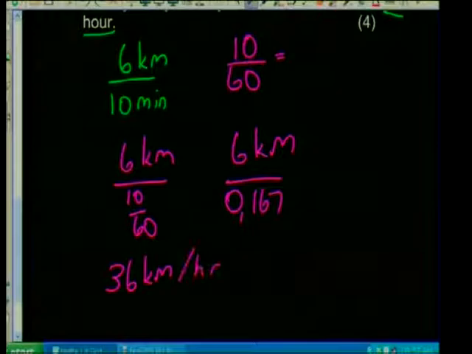Right, going back to the question. So we got 36 kilometers per hour. What was the average speed for the whole journey? And give your answers in kilometers per hour.